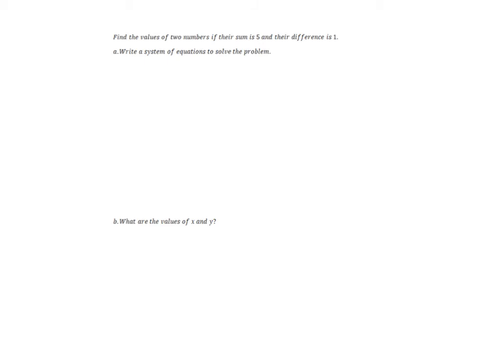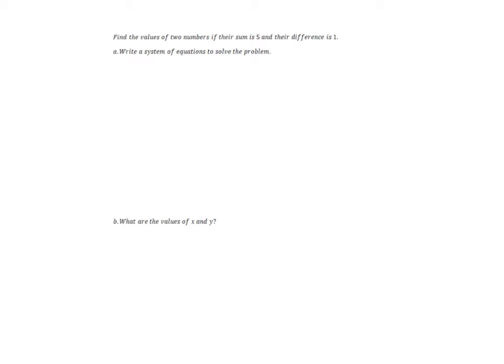All right, so let's practice more word problems for systems of linear equations. We have this question here. Find the values of two numbers if their sum is 5 and their difference is 1. Part A, write the system of equations to solve the problem, and part B, what are the values of x and y?